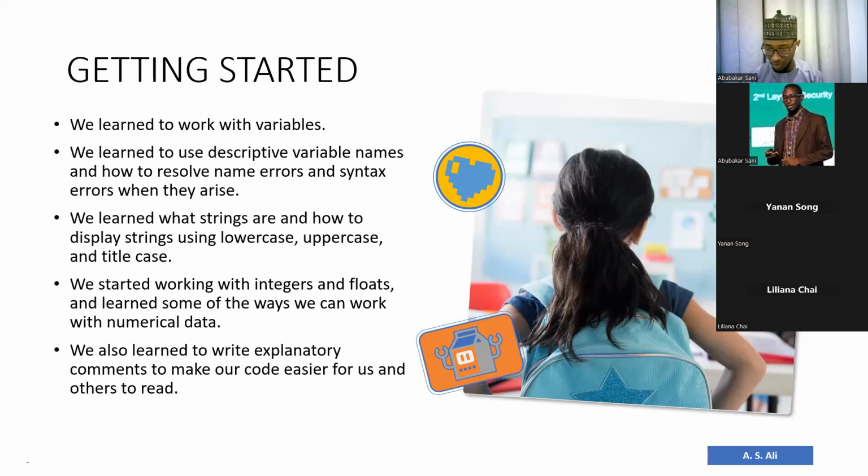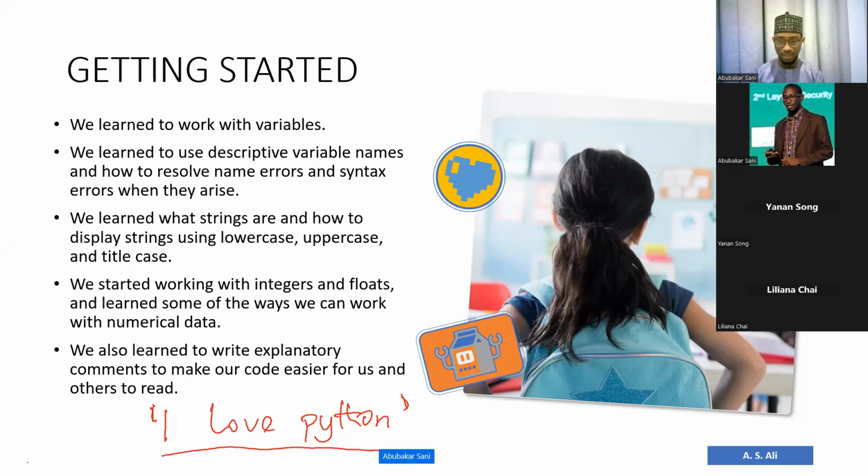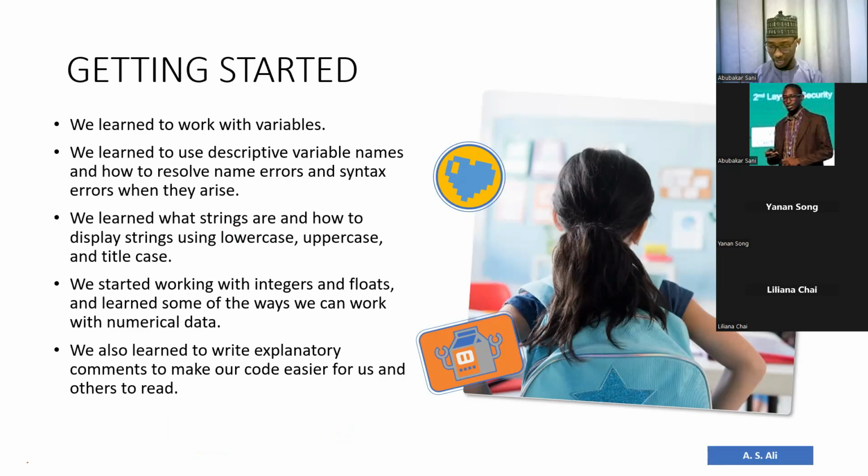We learned about strings. Strings are written English words, or any other form of language. For example, you can have something like I love Python, which is a sentence. If you want it printed, you put it in quotes, single or double, and whatever you write inside is considered a string.